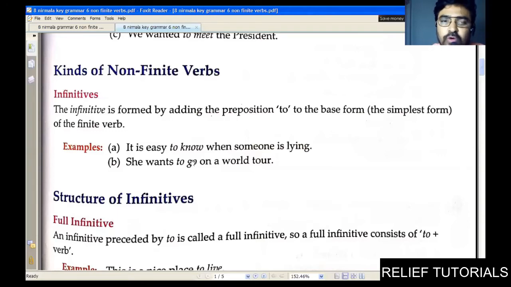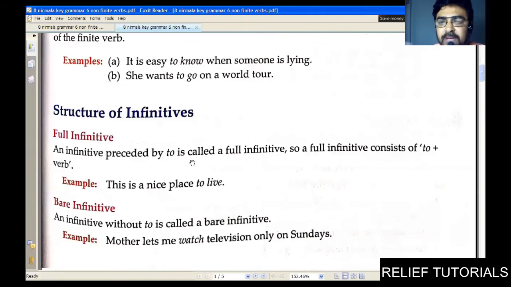So this is called as what? Infinitive. To and verb. Now infinitives also have got two types according to its structure. Full infinitive and bare infinitive. Full means infinitive with to, and bare means infinitive without to. Where they are used, their places are given. So to remember that, practice it. An infinitive preceded by to is called a full infinitive.